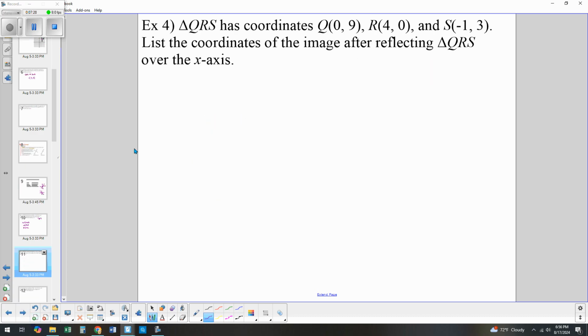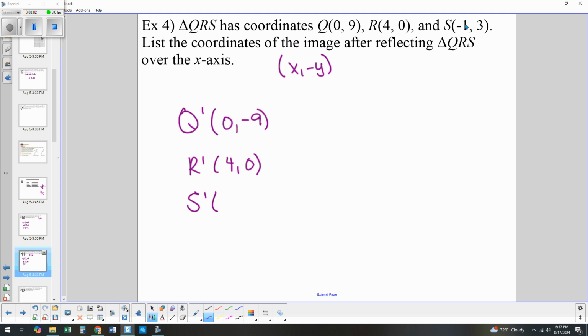Example 4, same idea. We want to reflect over the x-axis. So I know my rule for the x-axis is x, negative y, or x, opposite y. Q prime, not changing the 0, but the 9 is going to change to the opposite sign. So 0, negative 9. R prime, not going to change the 4. And here, if I try to change 0 to the opposite sign, 0 doesn't have a sign, so 0 is going to stay. What this tells me is that this point was on the line of reflection. It did not change. And then S prime, I'm not going to change the negative 1, but the 3 will now be the opposite sign.